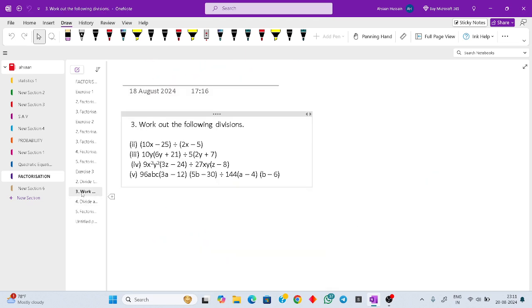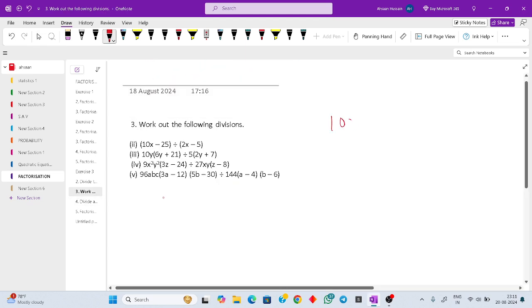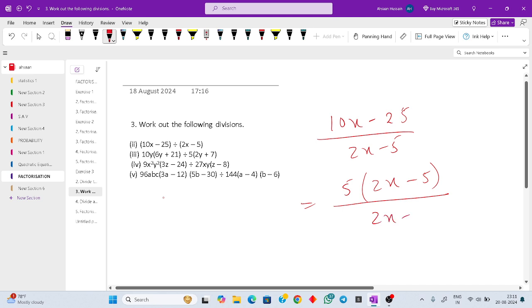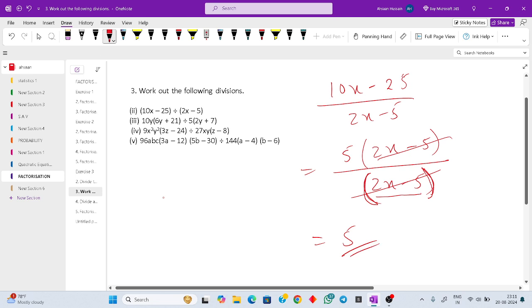So the next question is 10x minus 25 divided by 2x minus 5. What is the common factor here? The common factor in the numerator would be 5. So what is left? 2x and minus 5 is left, in brackets: 2x minus 5. With the help of this bracket, we have converted this binomial into one monomial, you can say. Now we can cancel these two. So the answer would be 5.